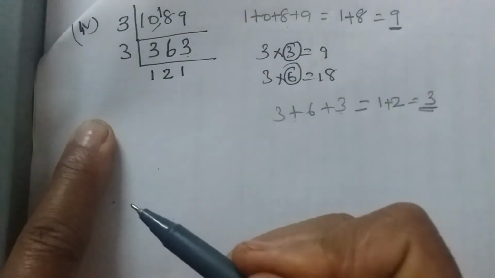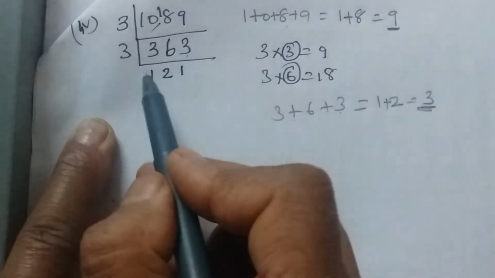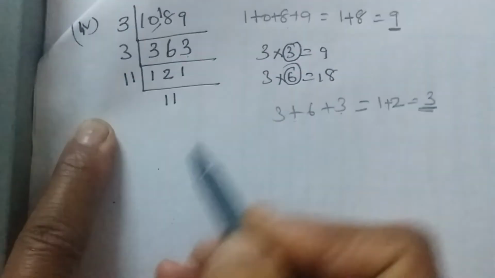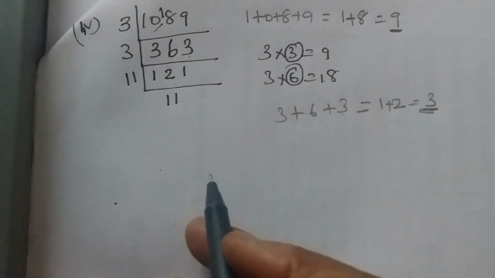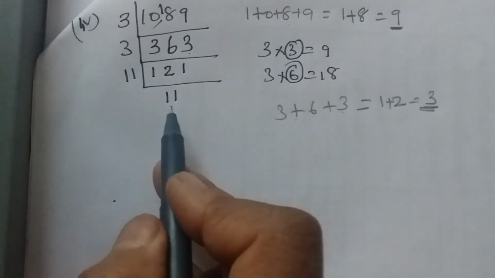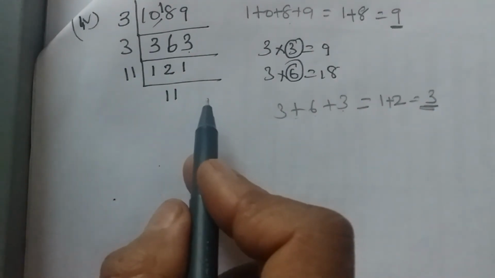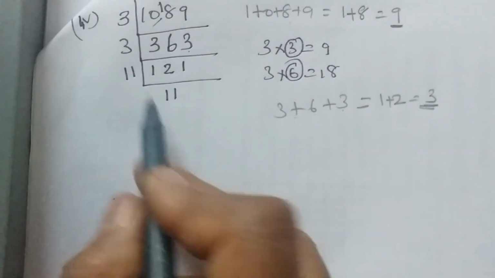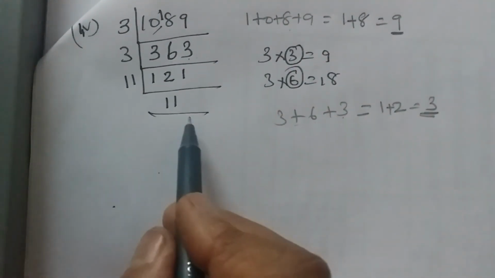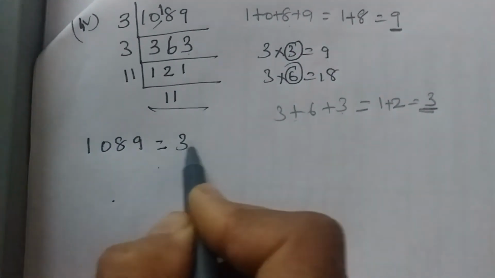And 121. Children, if you are thorough with the square tables from 1 to 20, it is so easy to find this 121. It is 11 11s are 121. For that only I have been telling you all, please make yourself thorough with the square tables from 1 to 20. 1 1s are 1, 2 2s are 4, 3 3s are 9, up to 20 into 20, 400. So as soon as you see the number, we can find out it is 11 11s are 121. And what is 11? It is a prime number. We cannot divide by any other number.